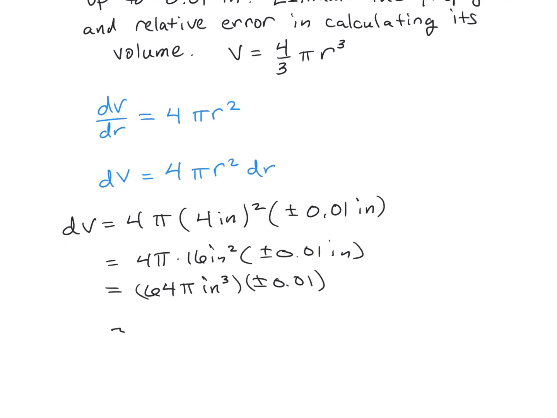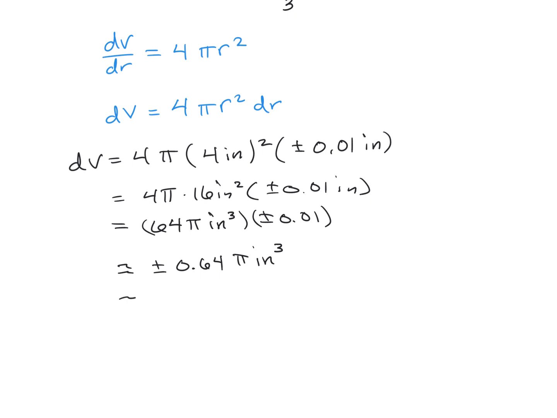So after we go through and calculate this, we're going to have plus or minus 0.64 pi cubic inches. And if we go to a calculator, we will get approximately 2.011 cubic inches, which is a fairly accurate measurement.